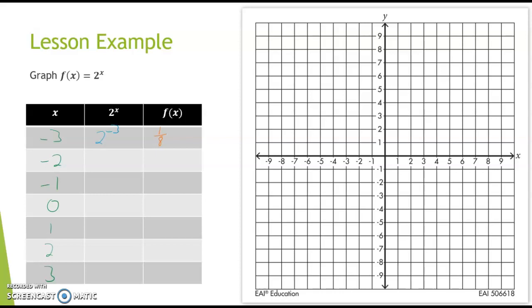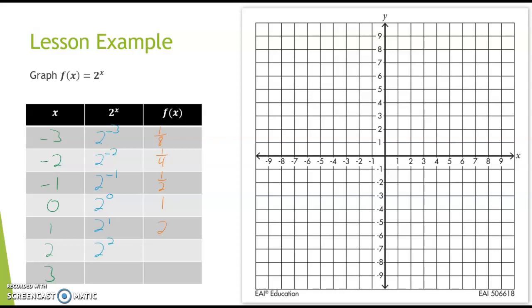All right, well, I'll just go through filling out our table. So I've got 2 to the -2, so I'm plugging in this -2 in for x. And that gives me a 1/4. 2 to the -1 gives me a 1/2. 2 to the 0 gives me 1. 2 to the first power gives me 2.